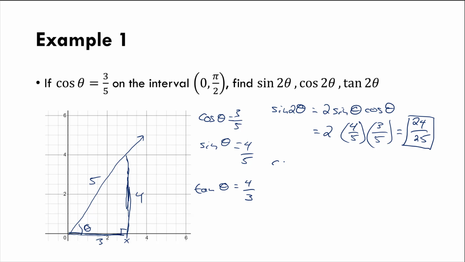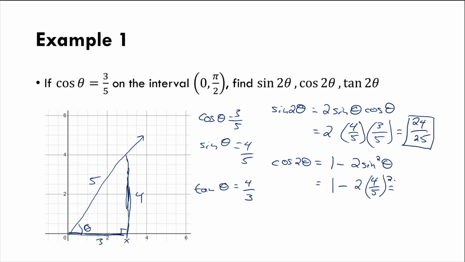Now let's take a look at cosine 2 theta. We have a few different options for this one. I'm going to use 1 minus 2 sine squared theta. That's going to be 1 minus 2 times sine of theta, which is 4 over 5, and we're going to square that.